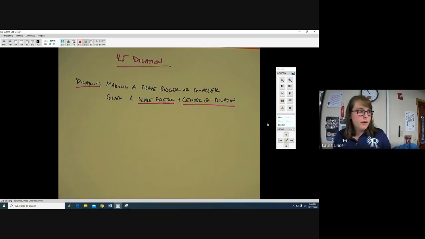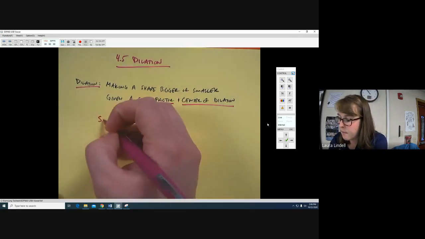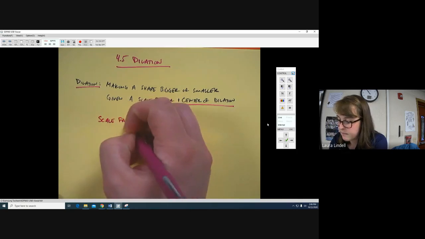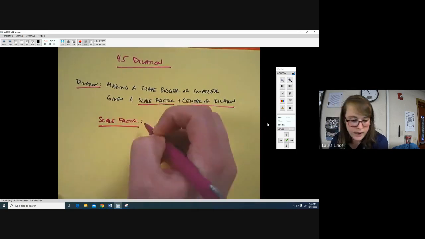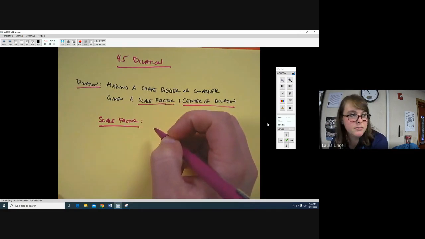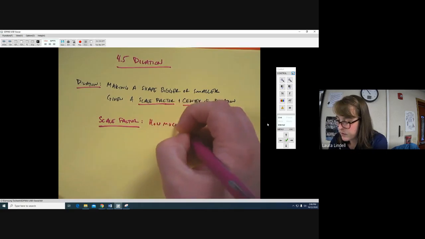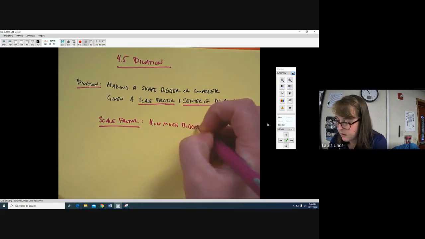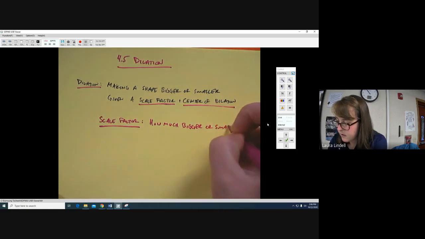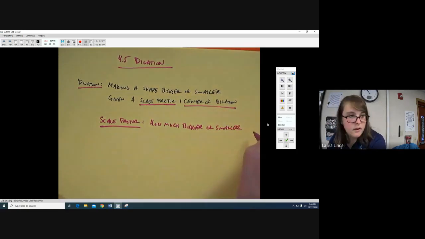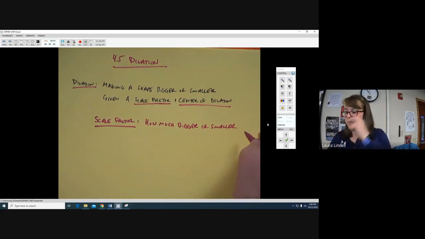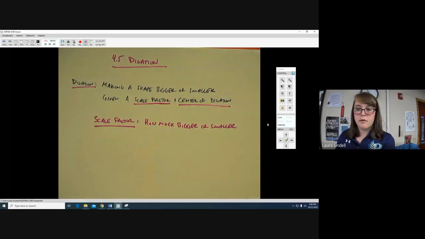Okay, so we need to talk about the scale factor and the center of dilation here. First, the scale factor. The scale factor tells us how much bigger or smaller we're going to make our shape. It's going to use multiplication: how many times bigger or smaller is it going to be? So if my scale factor was 2, it would be 2 times bigger.